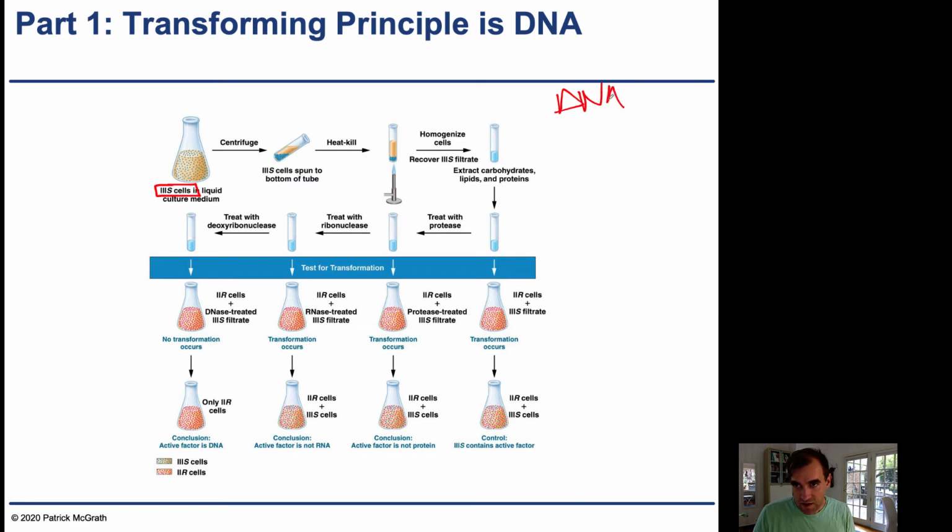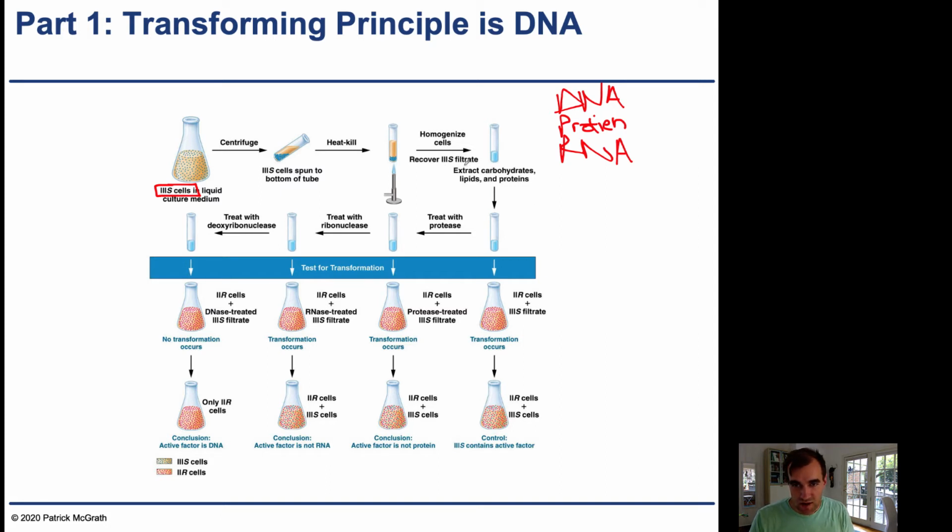It's going to have things like protein in it. It's going to have RNA. It's going to have carbohydrates. It's going to have lipids. It's going to have sugars. Anything that you would find within a bacterial cell is now going to be released into this soup. It's almost like a soup of material.